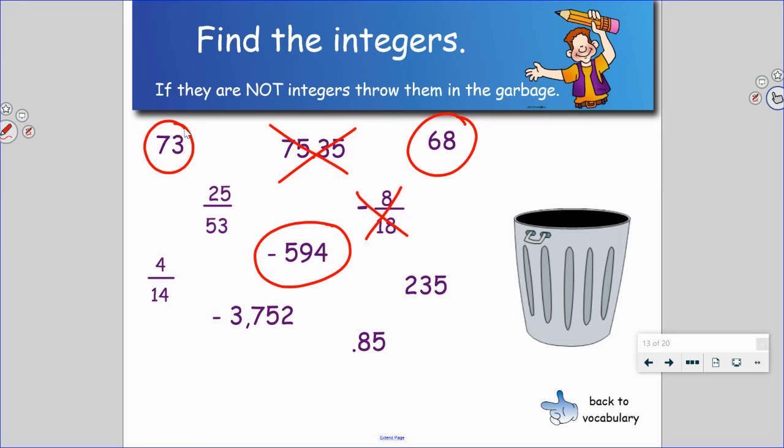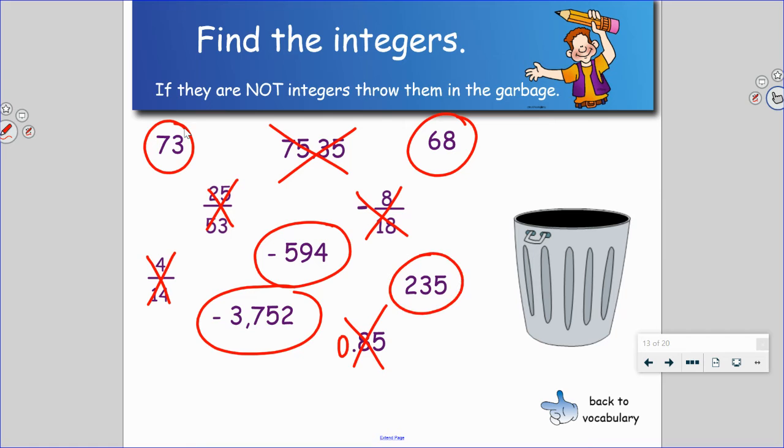-594 is an integer because it is the opposite of 594, a whole number. 25 53rds and 4 14ths have parts. -3,752 is an integer. 0 wholes and 85 hundredths, I don't think so. But 235 is both a whole number and an integer. Remember, an integer is the set of all whole numbers and their opposites.